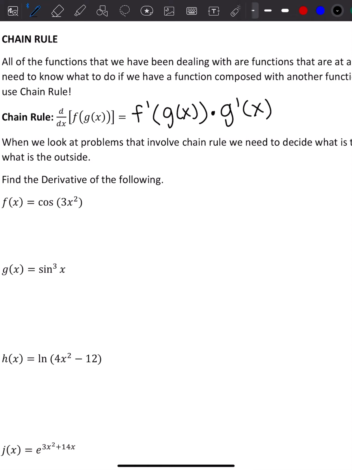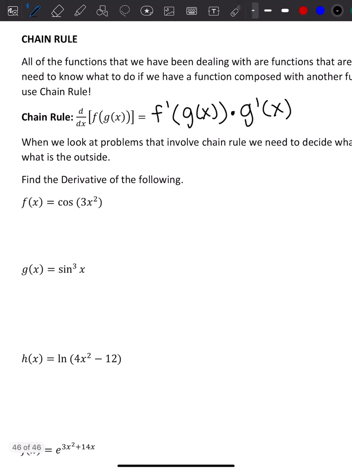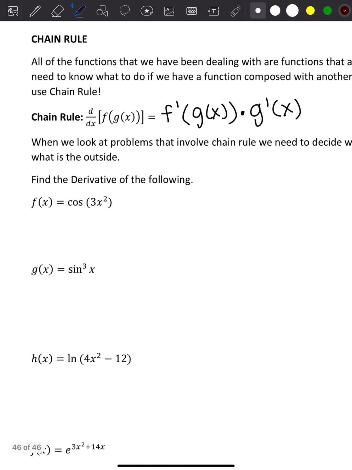I can keep doing this and keep peeling back layer by layer by layer as I look at functions that have a little bit more. So what we're going to look at first is this right here. Our inside function happens to be this 3x squared. My outside function is this cosine.